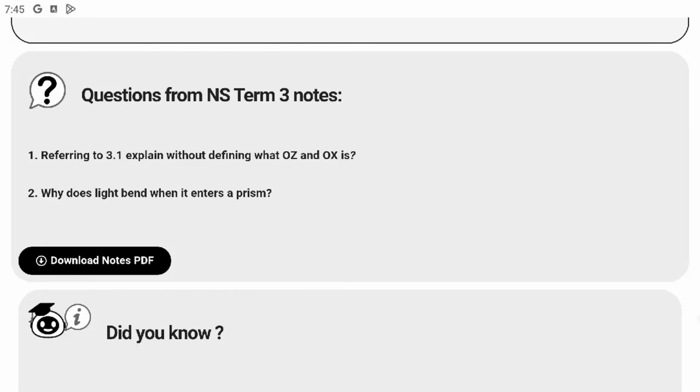So the second question says, why does light bend when it enters a prism? That answer is also there in the notes for Term 3.